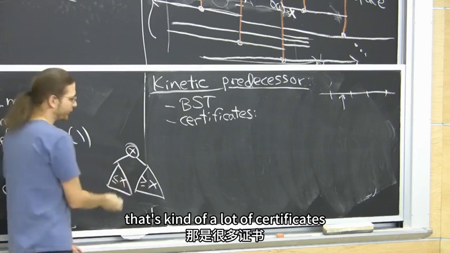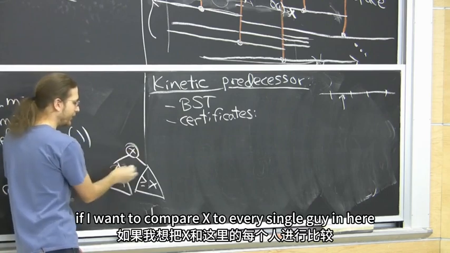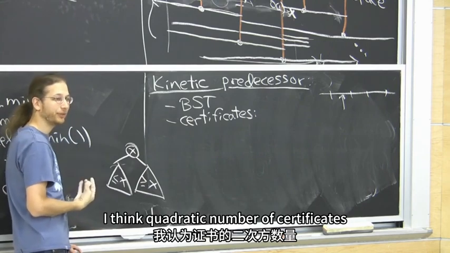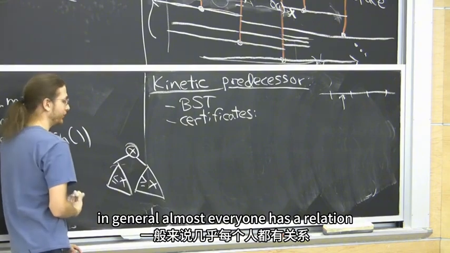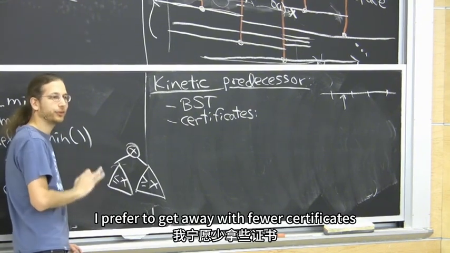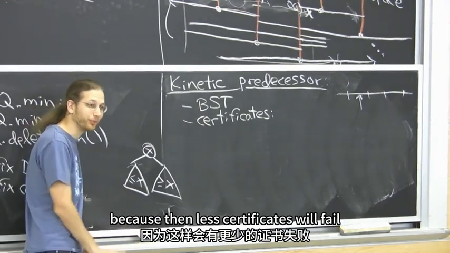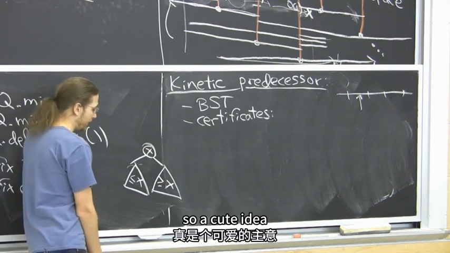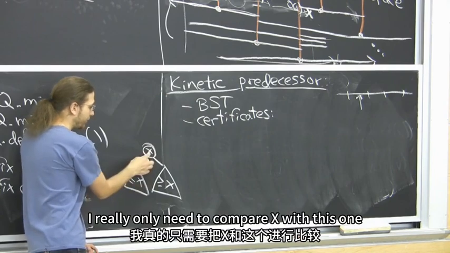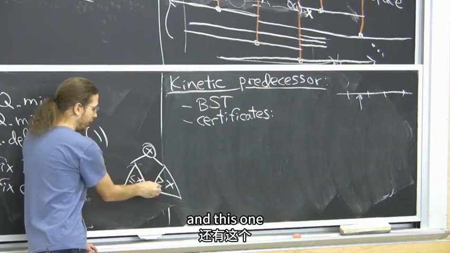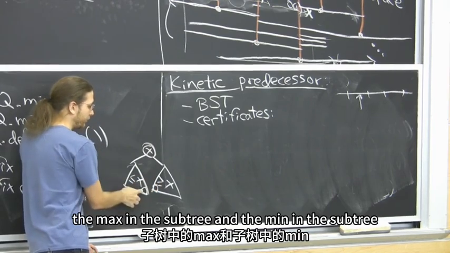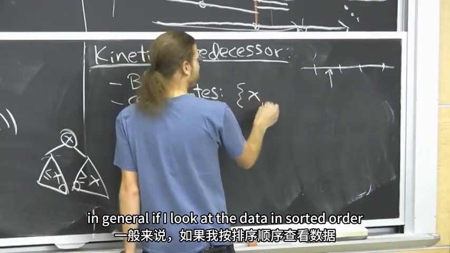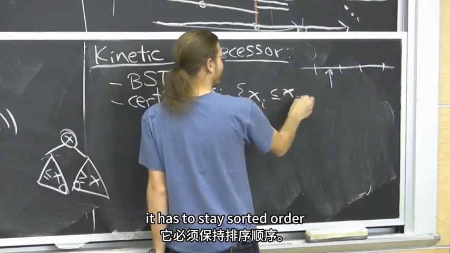That's kind of a lot of certificates. If I want to compare X to every single guy in here, compare X to every single guy in here, that would be, I think, a quadratic number of certificates in general. Almost everyone has a relation. I'd prefer to get away with fewer certificates, because then fewer certificates will fail. So, cute idea. I really only need to compare X with this one and this one. The max in the subtree and the min in the subtree. In general, if I look at the data in sorted order, it has to stay in sorted order.